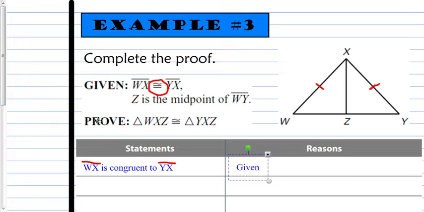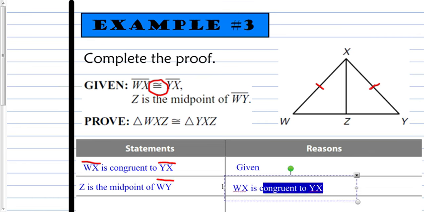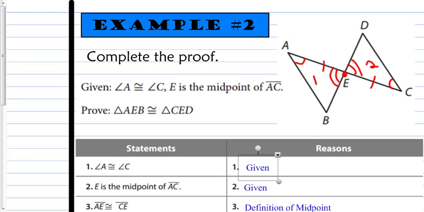The next thing that we have is that Z is the midpoint of WY. And how do we know that to be true? You guessed it. It's the given. Okay, they gave us both of those things. We don't even have to guess. Okay, let's think about our last one. In our last proof, they gave us that E is the midpoint of AC. So what did E do? E cut AC into 2 equal parts.